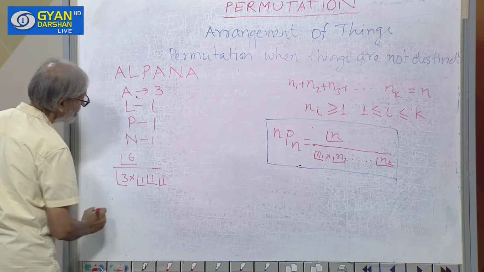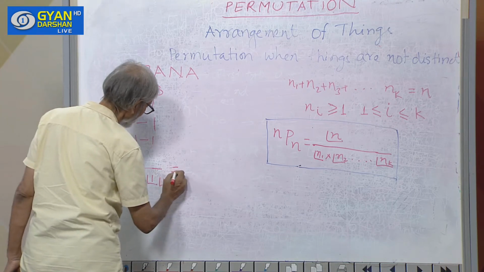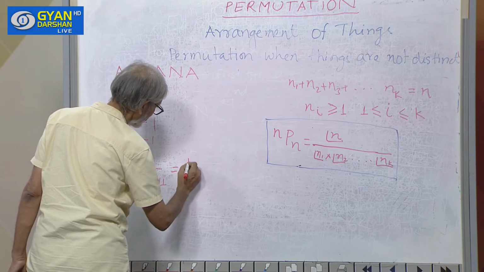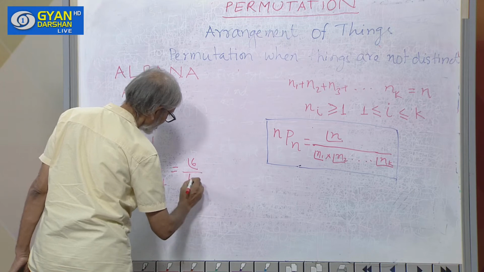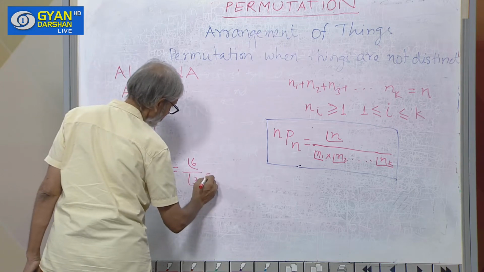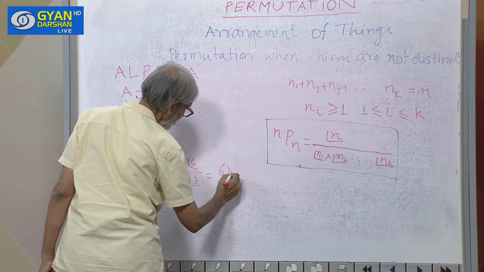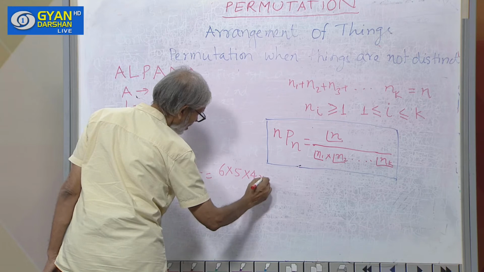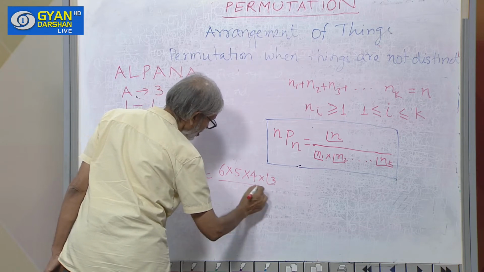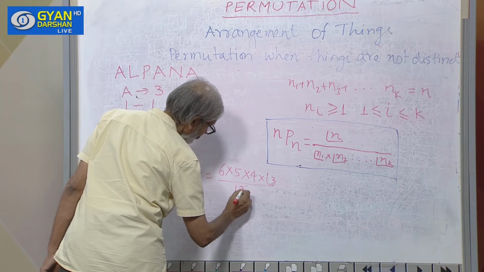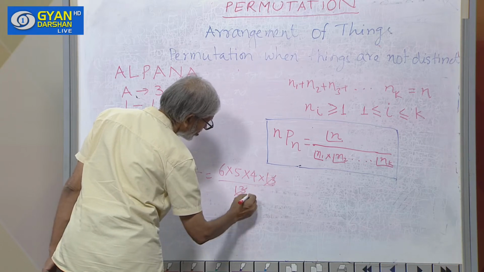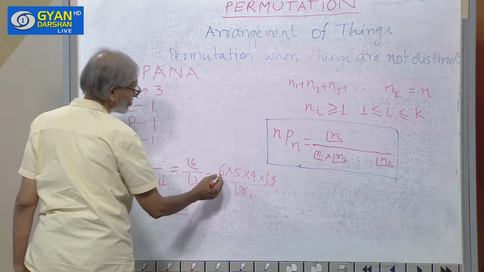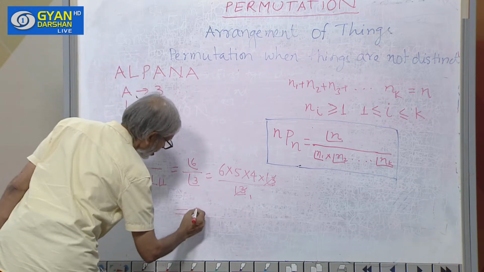So, basically it is equal to factorial 6 divided by factorial 3, which is equal to 6 into 5 into 4 into factorial 3 divided by factorial 3. So, this will be cancelled out. So, it will be equal to 120.